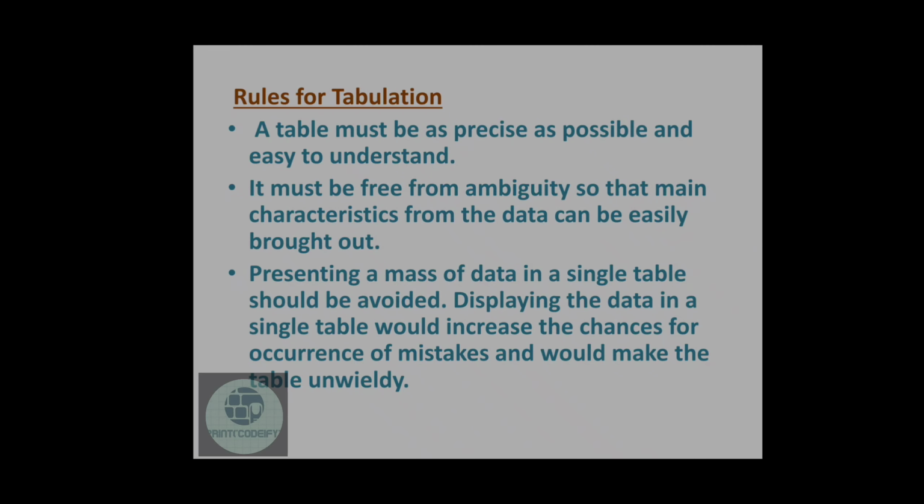Rules for tabulation. The following points may be considered while constructing a statistical table. First one, a table must be as precise as possible and easy to understand. It must be free from ambiguity so that main characteristics from the data can be easily brought out. Presenting a mass of data in a single table should be avoided. Displaying the data in a single table would increase the chances for occurrence of mistakes and would make the table unwieldy.